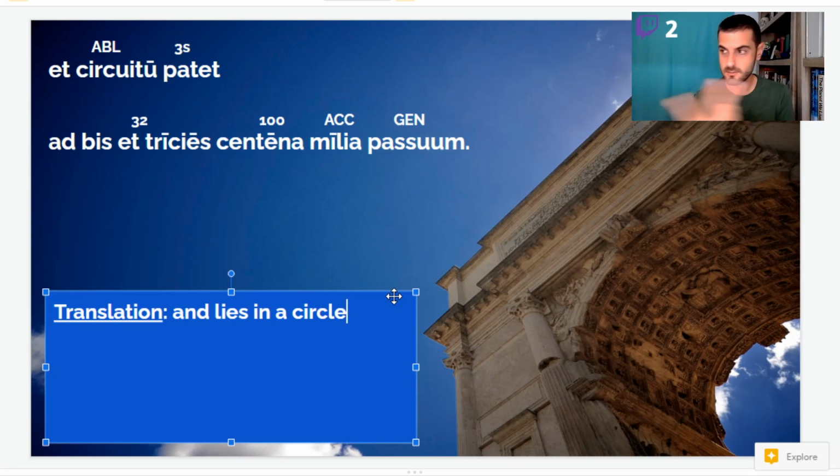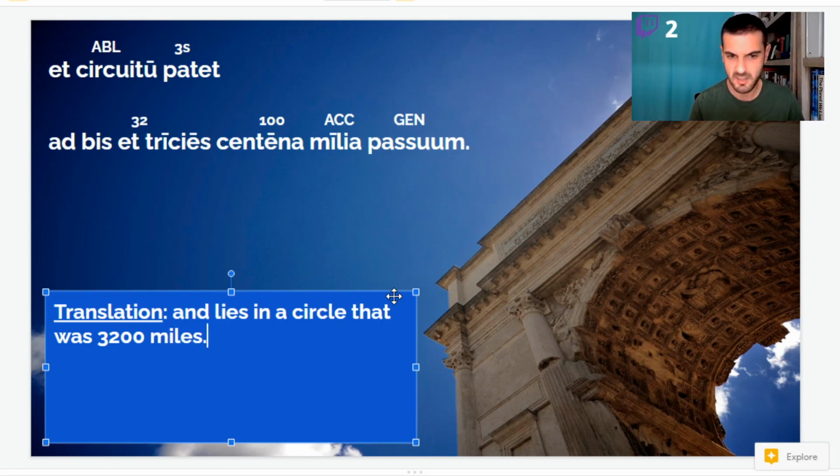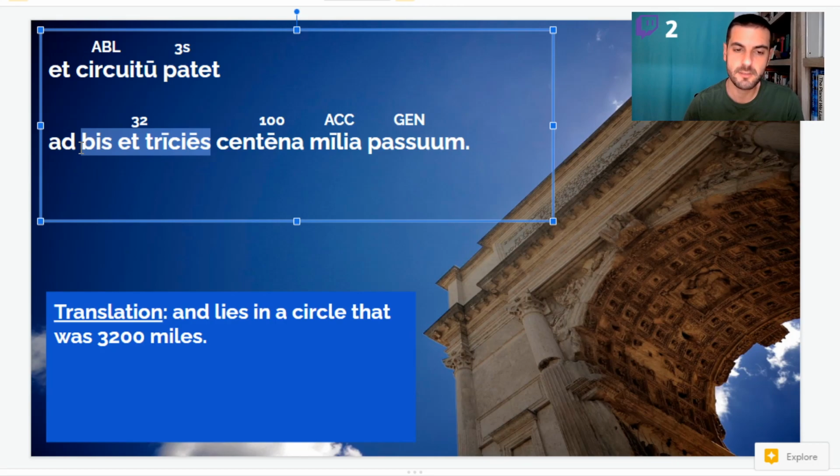The circle is of a certain length. It's really hard to translate this into English. But basically it lies in a circle that was 3,200 miles. So bis et tricies means 32 times centena, which is 100.